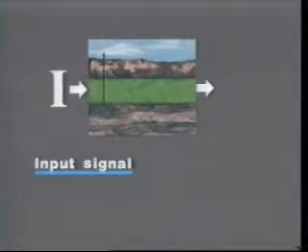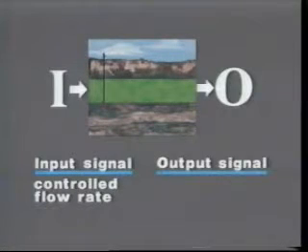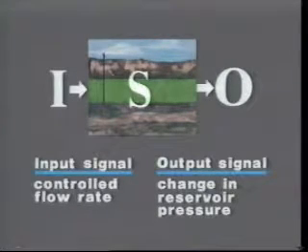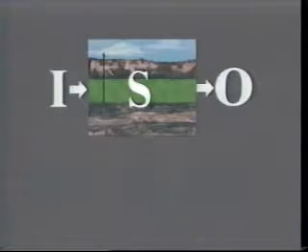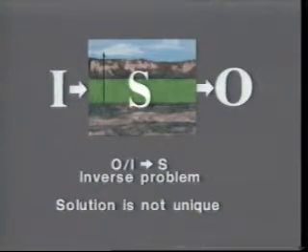The input signal I is the controlled flow rate, and the measured output, O, is the change in reservoir pressure. Interpretation relies on models of the system, S, whose characteristics are assumed to represent the characteristics of the actual reservoir. This is usually referred to as the inverse problem, and its solution is usually not unique.